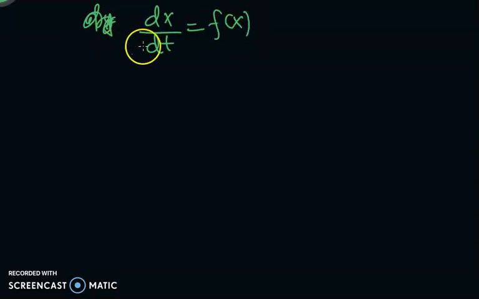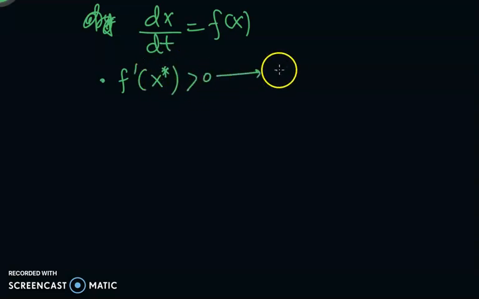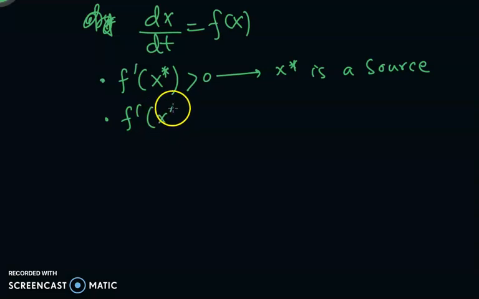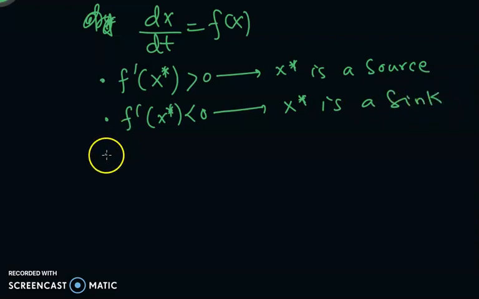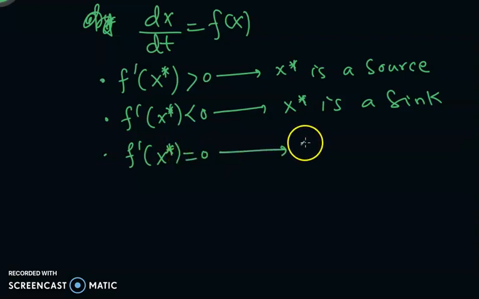We have seen that the linearization for this dynamical system dx/dt = f(x) tells us that if the derivative of f at x star, the equilibrium point, is greater than 0, then x star is a source. If f prime at x star is less than 0, then x star is a sink. But if f prime at x star is equal to 0, we can't conclude anything. We can have any behavior.